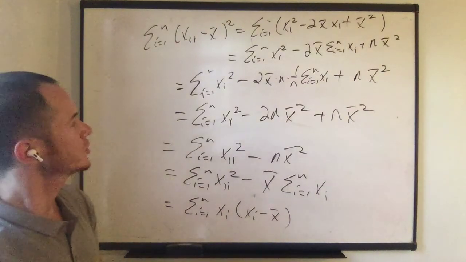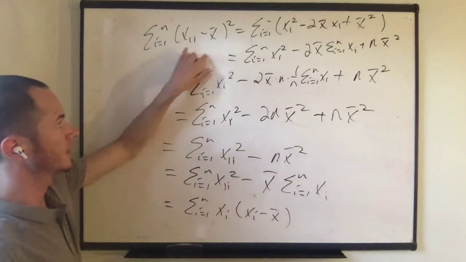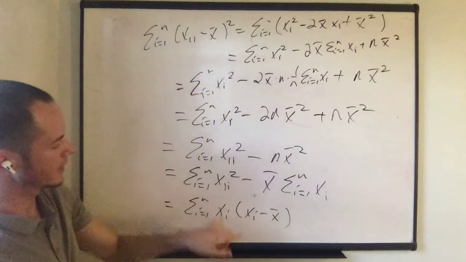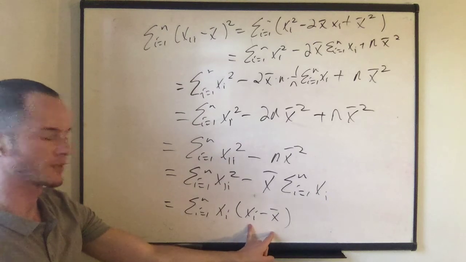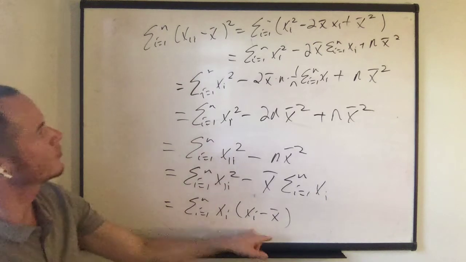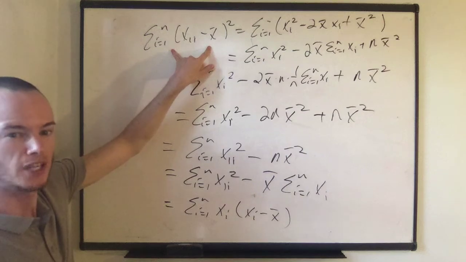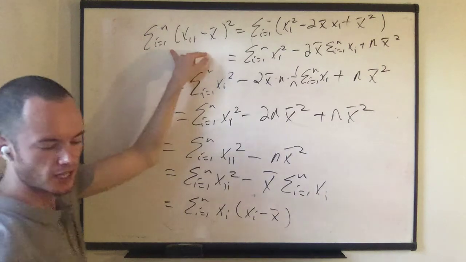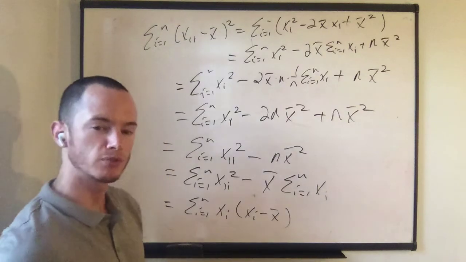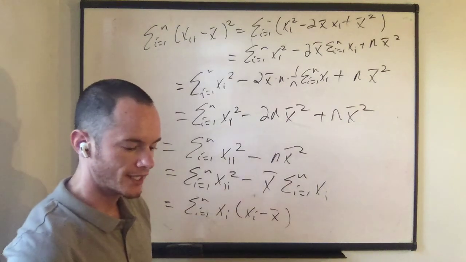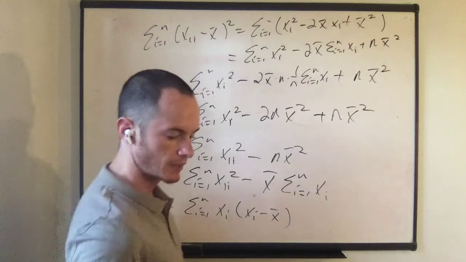In the last video, we just showed that the sum from i equals 1 to n of (xi minus x bar) squared is equal to the sum from i equals 1 to n of xi times (xi minus x bar). And now I'm going to substitute this term into our expression for beta 1 hat, and that's going to make our exercise in proving that OLS is consistent a bit easier.